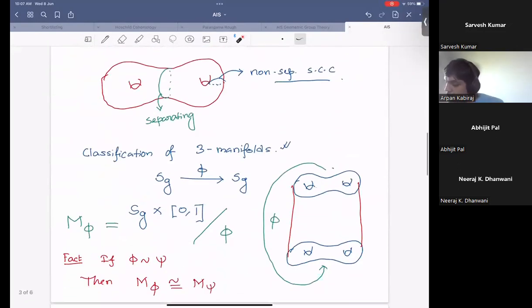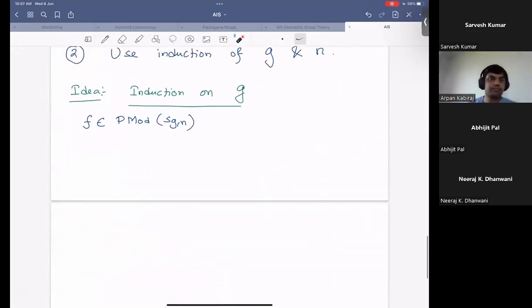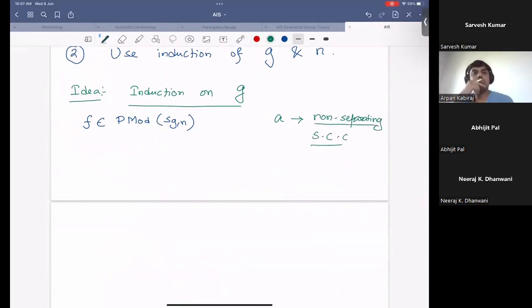Now I have a mapping class f, and I choose any non-separating simple closed curve a. Now if f fixes a, you are done. You remove a, then f will induce a homeomorphism, giving you an element of the mapping class group of S minus a. So your genus reduces, you are done. But that is in general not true. There are a lot of mapping classes which do not fix any simple closed curve at all.